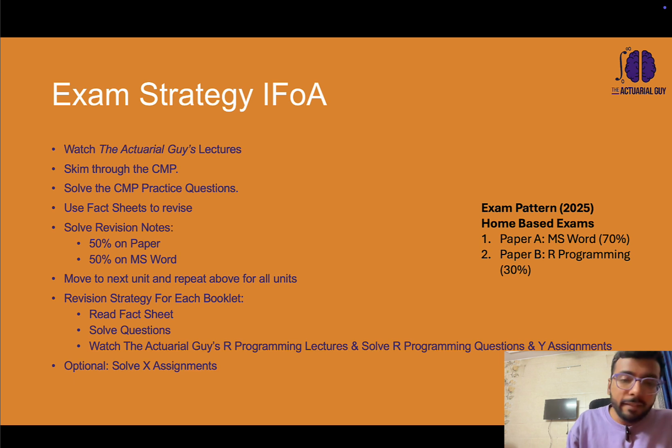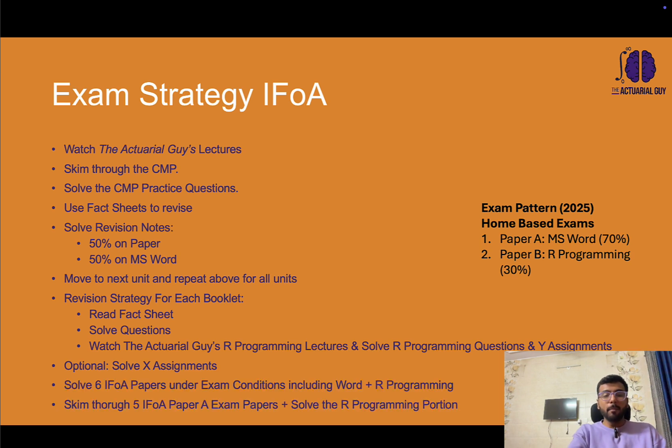So with this, your preparation is almost complete. Now you are closer to the exam. So closer to the exam, what you do is you solve X assignments if you have time. We are right now in 2025. By this point, since 2019, since the latest curriculum has taken effect, there have been about 11 exam attempts for IFoA.